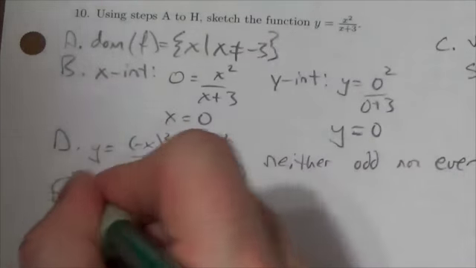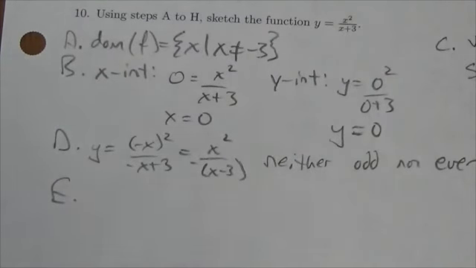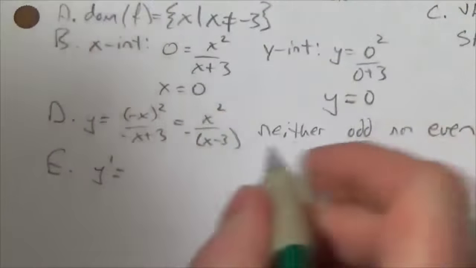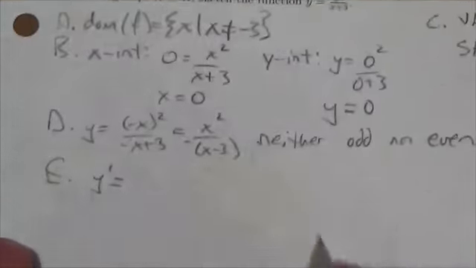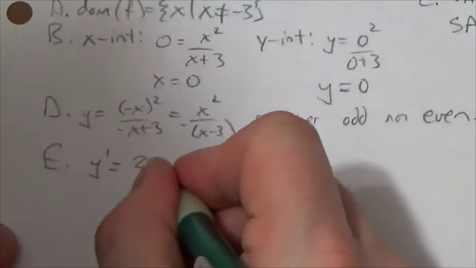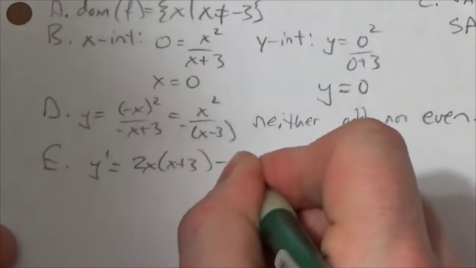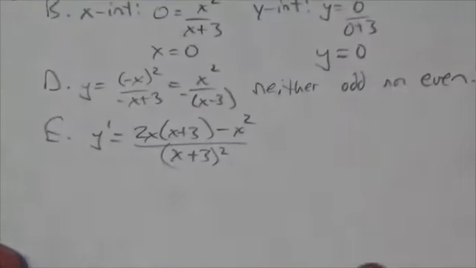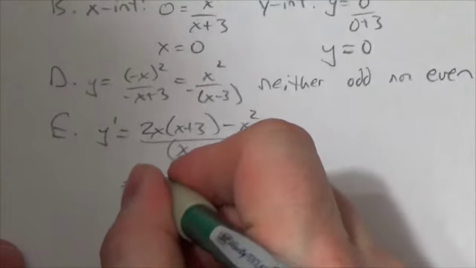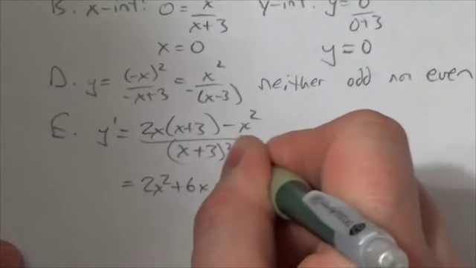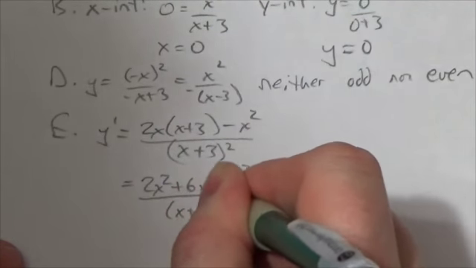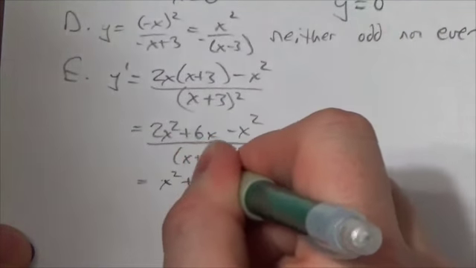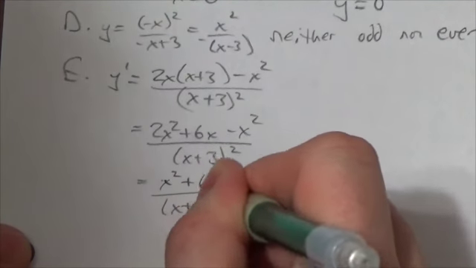Now we're at E. We're going to determine the intervals of increase and decrease. Okay? So it means we're going to take the first derivative, and it's a rational, so I'm going to use the quotient rule here. So it'll be 2x times x plus 3 minus x squared all over x plus 3 squared. Okay, so expanding out the numerator, that's 2x squared plus 6x minus x squared all over x plus 3 squared. Okay, that's going to be x squared plus 6x all over x plus 3 squared.